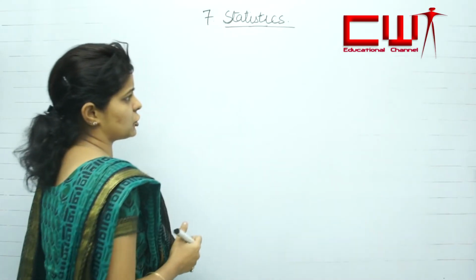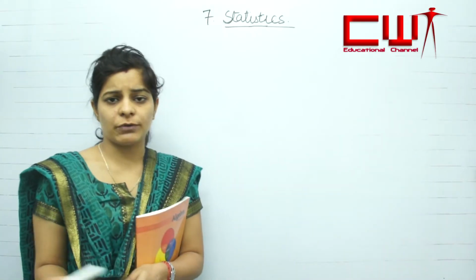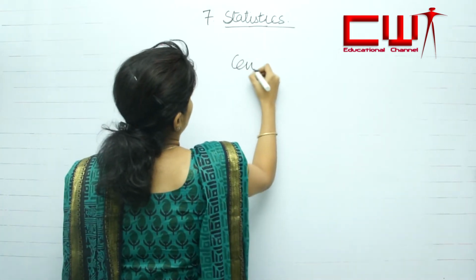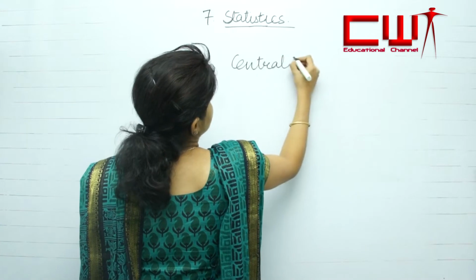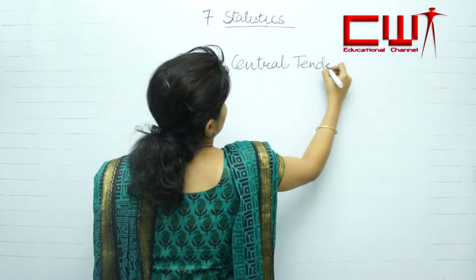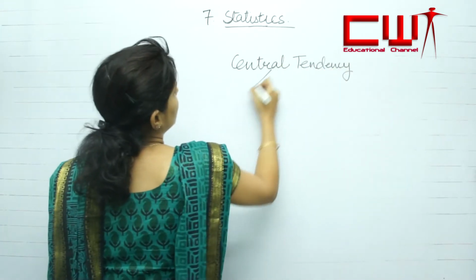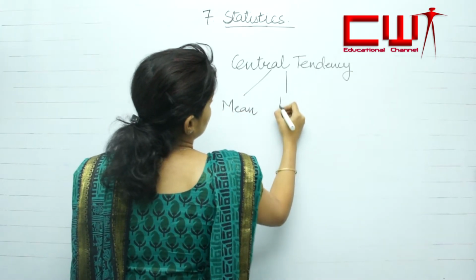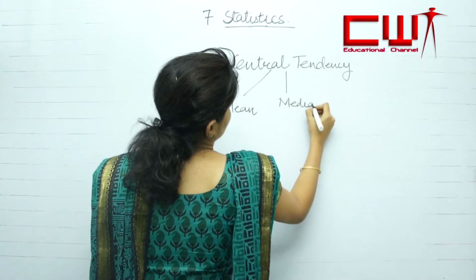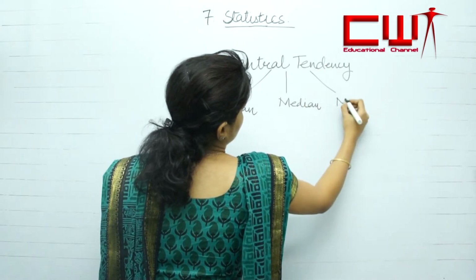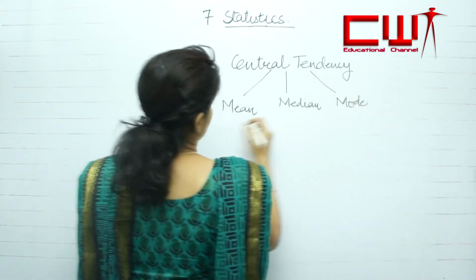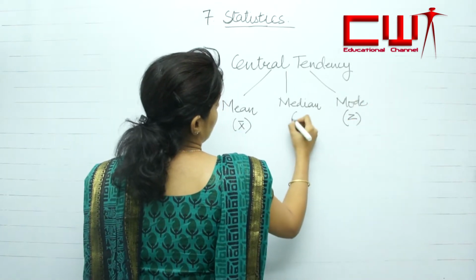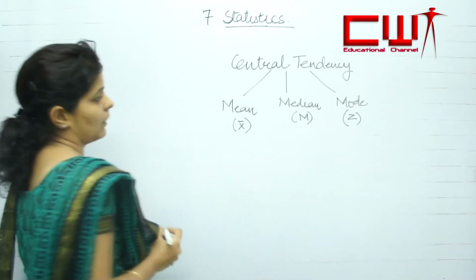You had the classification of data, you had the collection of data, then you had the mean. You know what? There is a thing called central tendency, right? In central tendency, you study mean, median and mode. Mean means x bar, mode means z, and median means m, right?